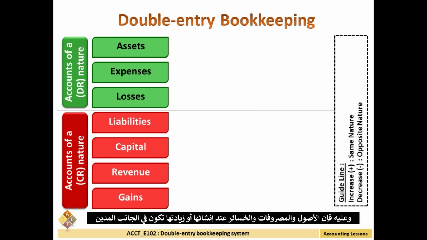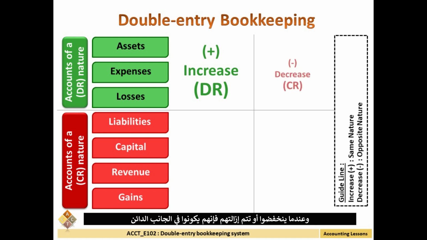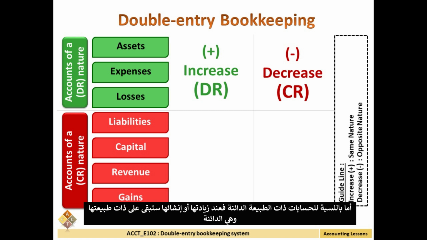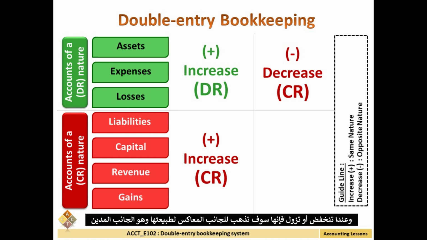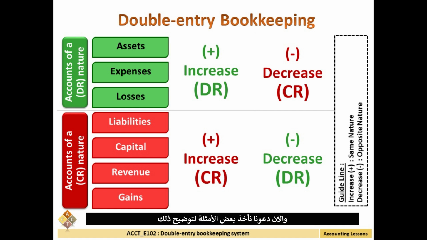So, when assets or expenses or losses are increased, it will be the debit side. And when they decrease, they will go to the credit side. For the accounts of credit nature, when they increase, they will be in the same nature, which is credit, and when they decrease, they will go to the opposite nature, which is debit. Now let's take some examples to explain this.